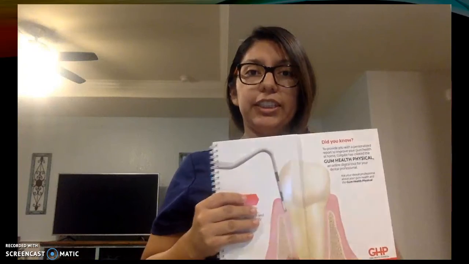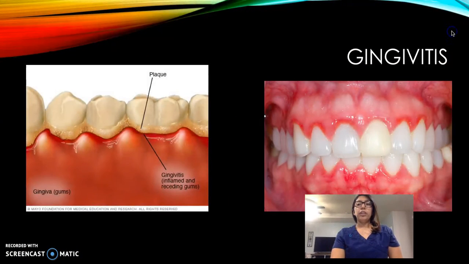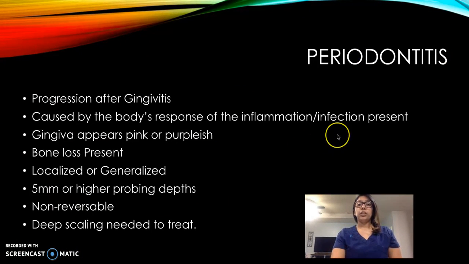If the bacteria is not removed in the mouth, it can progress to periodontitis. And periodontitis is how the body responds to the inflammation or infection that is already present in the mouth. It does happen after gingivitis, and the way periodontitis is diagnosed is that we start to see deeper numbers around the teeth, and we also see bone loss present in our radiographs.